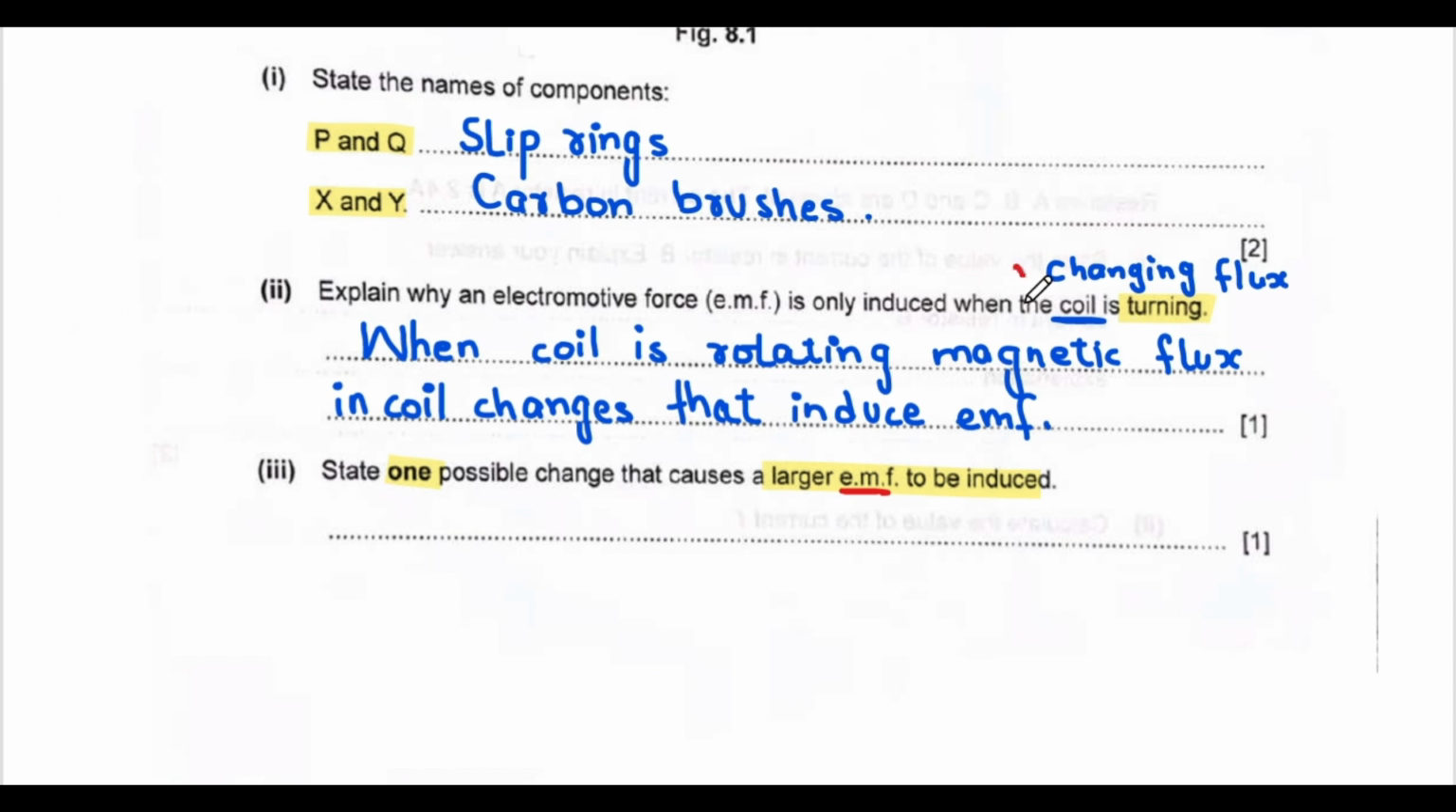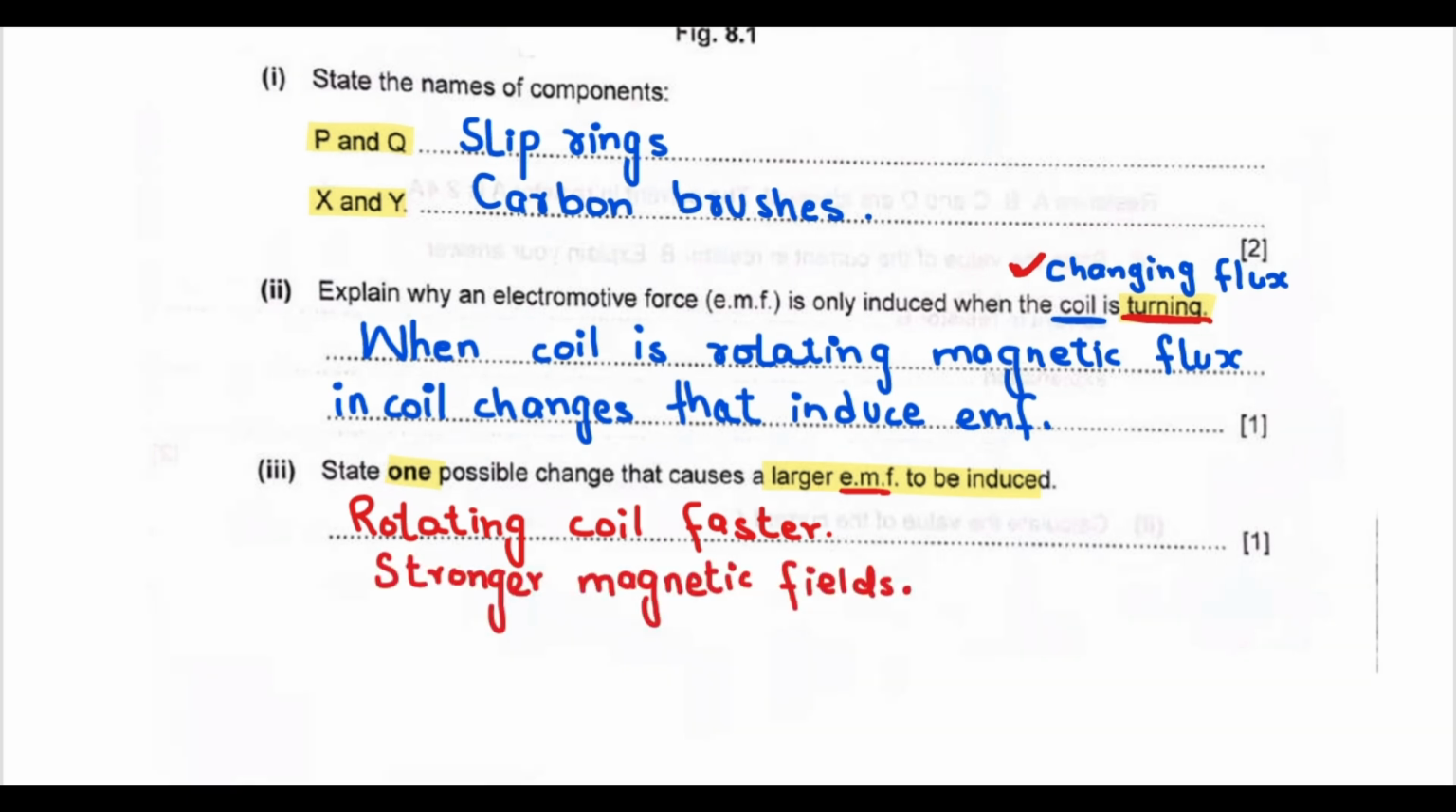Third part says state one possible change that causes a larger EMF to be induced. We have already discussed that EMF is induced by changing magnetic flux, or the EMF is induced because the coil is turning or rotating. To produce more EMF, we need to change more flux or rotate the coil faster. Or we can give another reason, that we can use a stronger magnetic field.